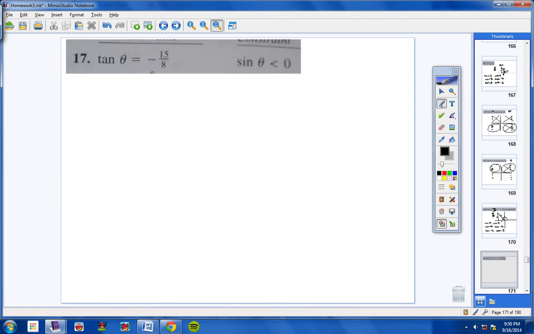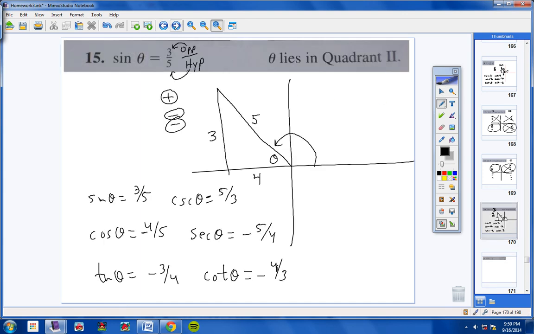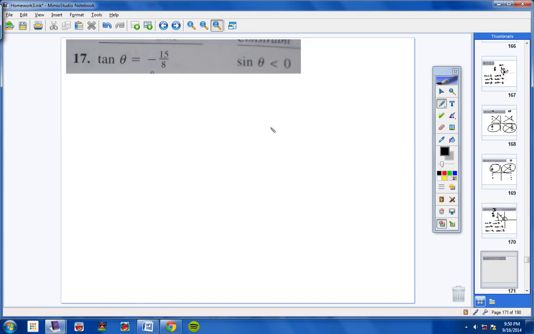Okay, we are told that tangent is negative. So let's see, what quadrant would that be? Where is tangent negative? Tangent is negative here, and I'll put a check mark, tangent's negative here, and tangent's negative here. However, they also tell us that sine also has to be negative, and sine is not negative in quadrant 2. So the quadrant we're dealing with is this quadrant here.